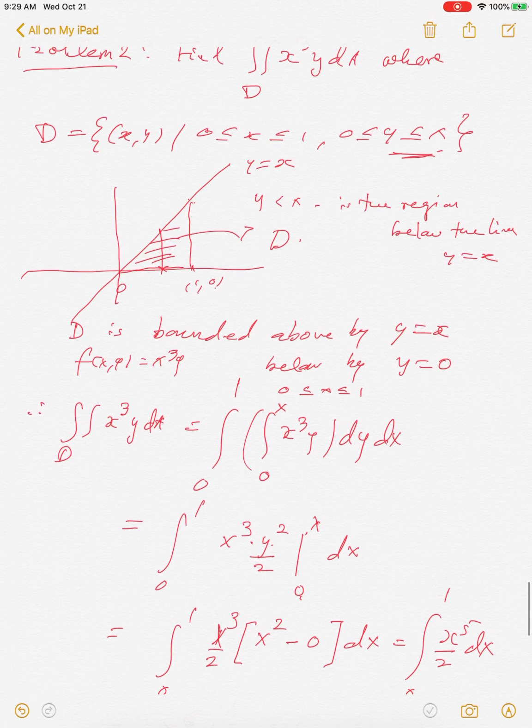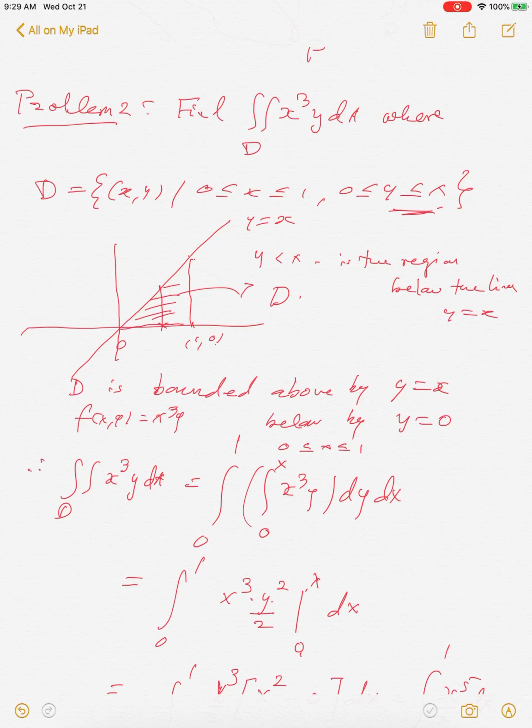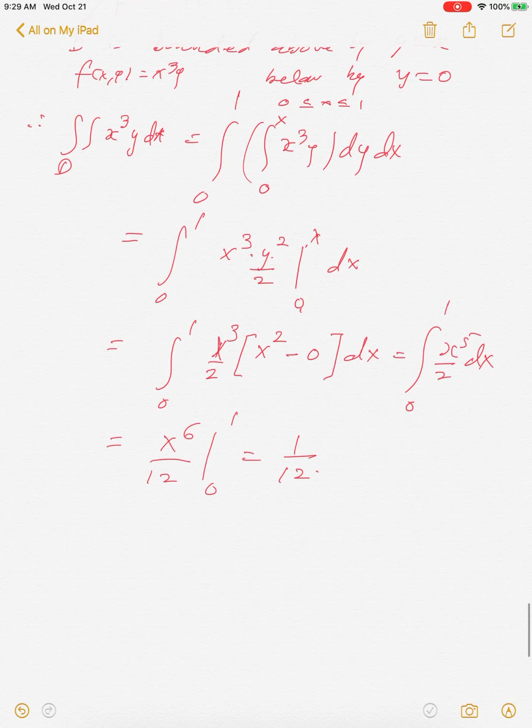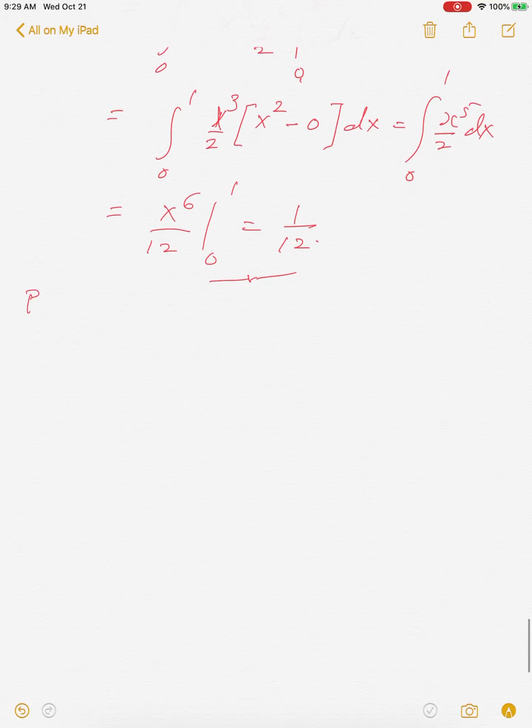If I made a mistake, how can the answer be 1? It's the area of the triangle, half base times the height. This point is (1, 1). So where is my integral? x to the 5 is x to the 6 by 6, isn't it? Yeah, no, that's right. This is not the area. You are integrating the function x cubed y. So this is right. Let's do another one.